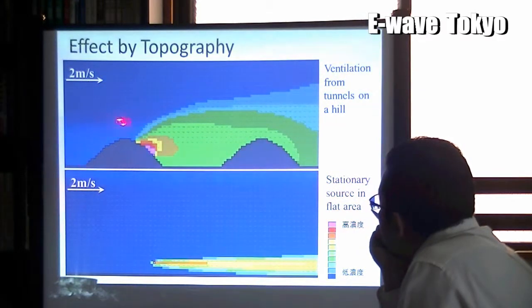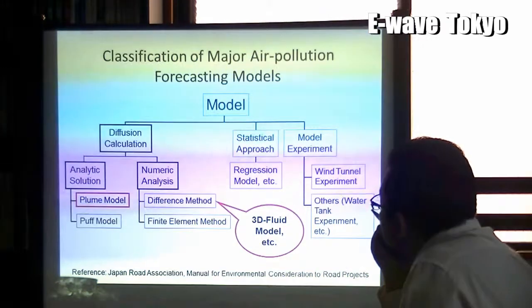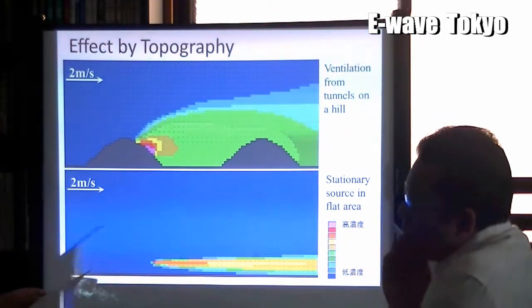This is another example. If there are two mountains and the incinerator is here, the concentration is high between the mountains. If there are no mountains, the concentration just goes straight, and the concentration on the ground is not higher than in this case.